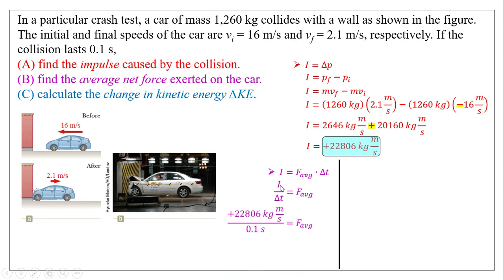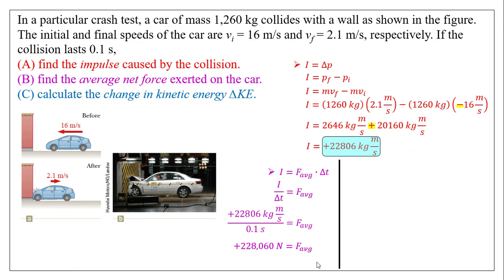And then we already know I from our previous work in part A. I just carry down the 22,806 there. And then I'm going to divide it by the 0.1 second, because in the problem, it says the collision lasts 0.1 seconds. So it makes things pretty easy. If you punch 22,806 divided by 0.1, really you're just adding a zero to your numerator. All right. So therefore the answer is going to come out to be 228,060 newtons. And that is our answer.